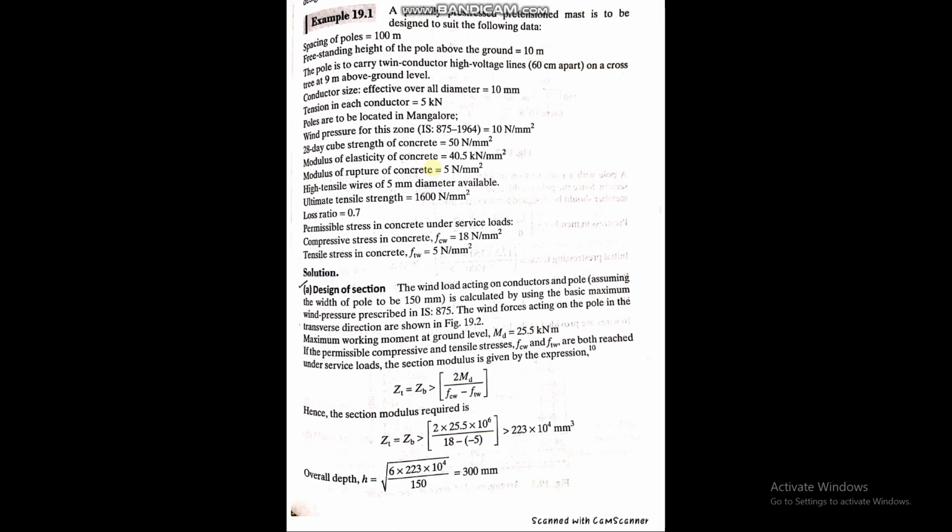The poles are to be located in Mangalore. According to IS 875, it is given that wind pressure for this zone is 10 Newton per millimeter square. 28-day cube strength, fck is 50. Modulus of elasticity of concrete 40. So all these data will be required during the problem. Loss ratio 0.7. Permissible stresses in concrete under surface load is also given.